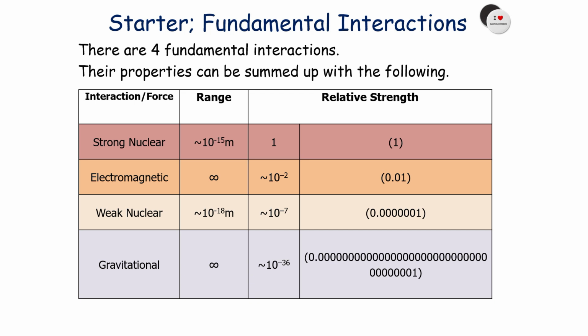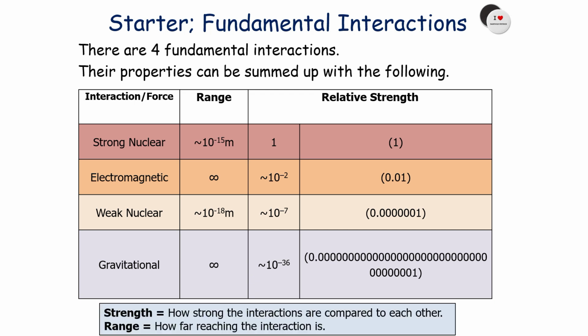So we can sum up the properties of the different interactions with the following table. Now it's important to note that the strength is how strong the interactions are compared to each other, and the range is how far reaching the interaction is.